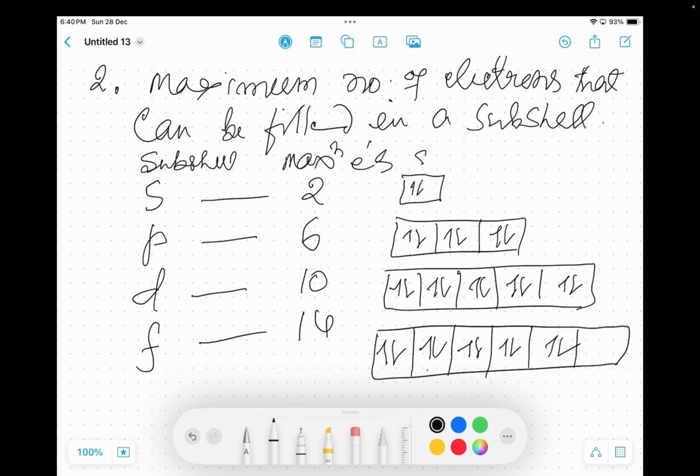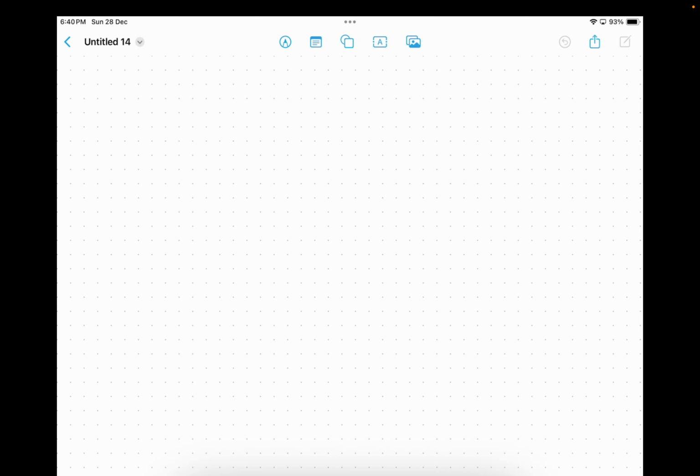1, 2, 3, 4, 5, 6 and 7, that is 14. So we should memorize: S subcell can have maximum of 2 electrons, P subcell 6 electrons, D subcell 10 electrons, F subcell 14 electrons. These two we should memorize.